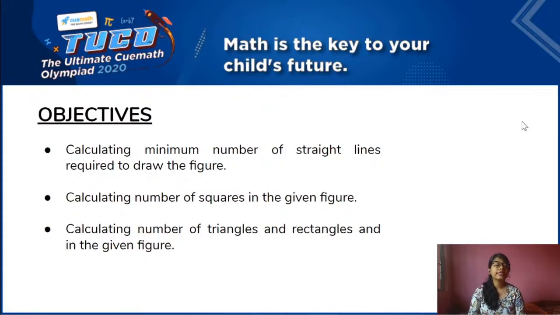As I told you in the beginning, we have different elements in a given figure. We could either see it in terms of number of lines or we could see it in terms of number of squares or other such geometrical shapes. The third one is calculating the number of triangles and rectangles in the given figure. So this is our third objective. With this, let's proceed further.